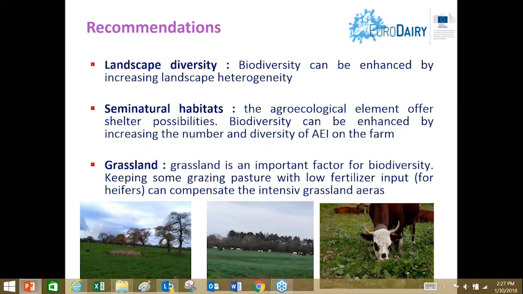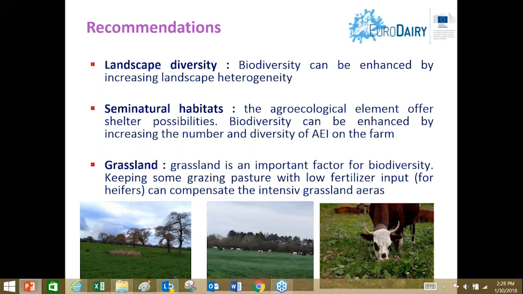So at this stage, my recommendation would be very simple. Regarding the landscape diversity, biodiversity can be enhanced by increasing landscape heterogeneity. Regarding semi-natural habitats, the agroecological elements offer shelter possibilities, so biodiversity can be enhanced by increasing the number and diversity of semi-natural habitats on the farm. And regarding grassland, grassland is an important factor for biodiversity. And keeping some grazing pasture with low fertilizer input, like for heifers, for example, can compensate the intensive grassland areas on the farm.